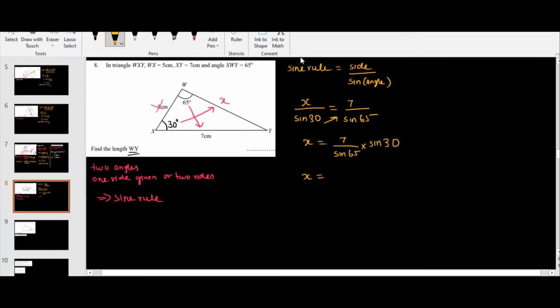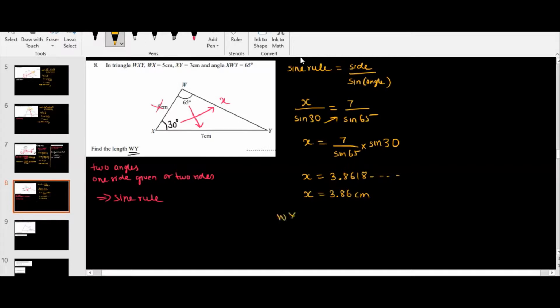So I will divide the number first. 7 divided by sine of 65. I got the answer, and now multiply with sine of 30. I have got the answer here as 3.8618 dot dot dot. But since we have to write the answer up to 3 significant figure, my answer will be 3.86 centimeter. At the end, don't just write X, but write the length, which length you are writing.